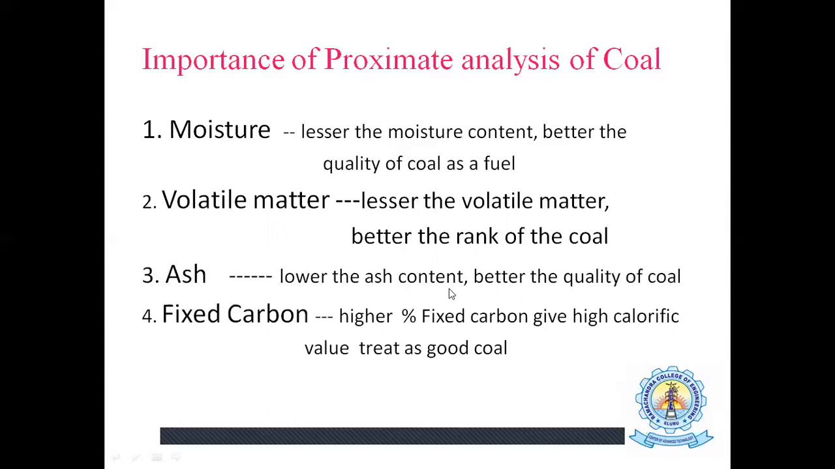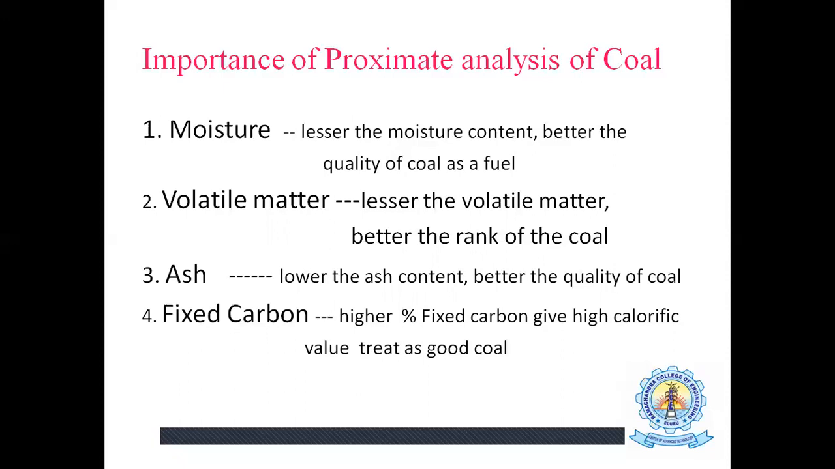The lower ash content also gives us better quality of the coal. And next, the fourth one is fixed carbon. This is what we expect from the coal. When we have a high percentage of fixed carbon, which gives high calorific value, it is treated as a good coal. Why? Because we already know the fuel definition.